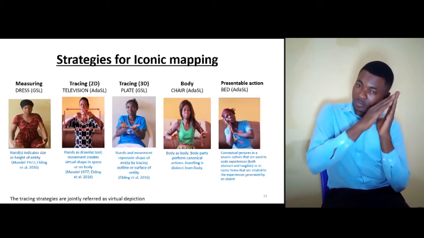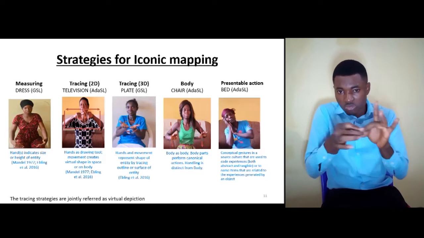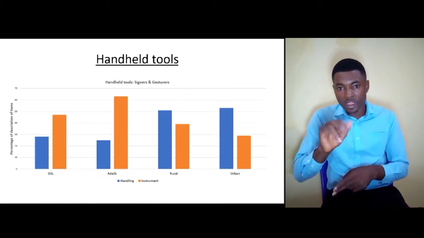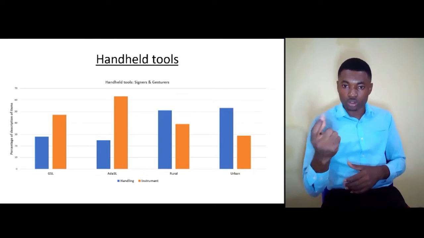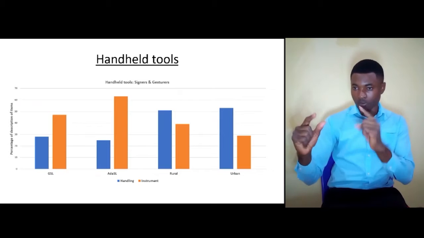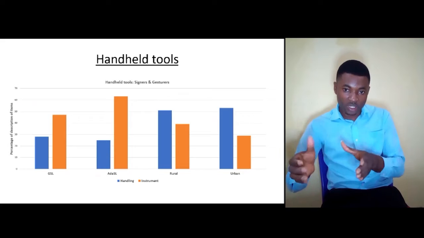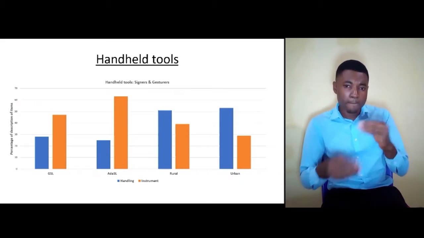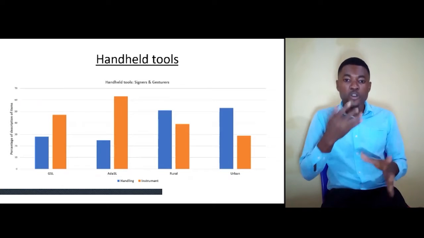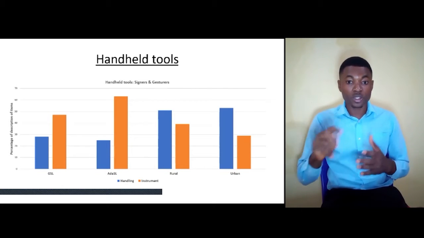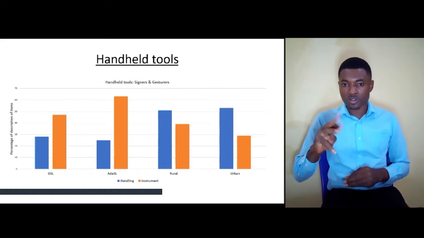So the tracing strategies too will be jointly referred to as virtual depiction. For handheld tools, this is what I identified: signers and gesturers systematically use handling and instrument strategies, but we see signers preferring more instrument and gesturers preferring more handling. Also, we could see that the rural gesturers, which are the third on the row, use more instruments and handling to almost the same degree.